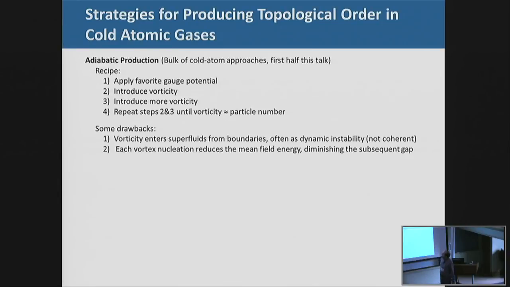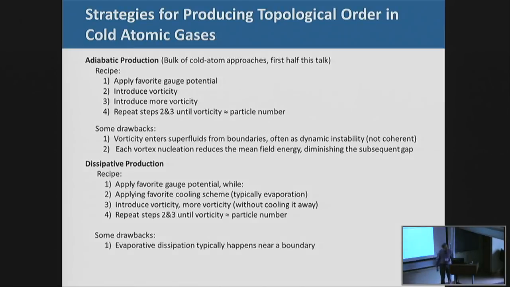And we need to find some way to introduce vorticity. And then step 3 would be to introduce more vorticity. And then step 4 would be to repeat steps 2 and 3 until your vorticity is equal to your particle number, or comparable to your particle number. And there's some drawbacks to this kind of scheme because vorticity enters superfluids typically from the boundaries. Okay? And so vortex nucleation, as we know it, typically is a dynamic instability, which is to say it's not a coherent process. And so there's some amount of thermal effect every time we nucleate one of these vortices in a large gas. And at the same time, each of those vortex nucleations reduces the mean field energy a little bit, and it diminishes the subsequent gap to the next vortex nucleation. So this is a difficult game to win.